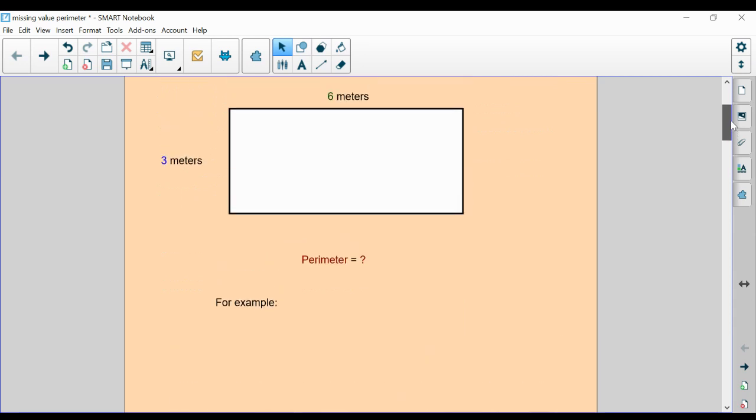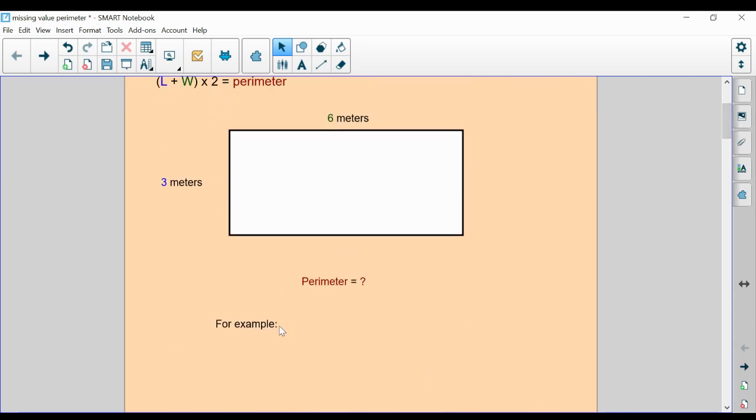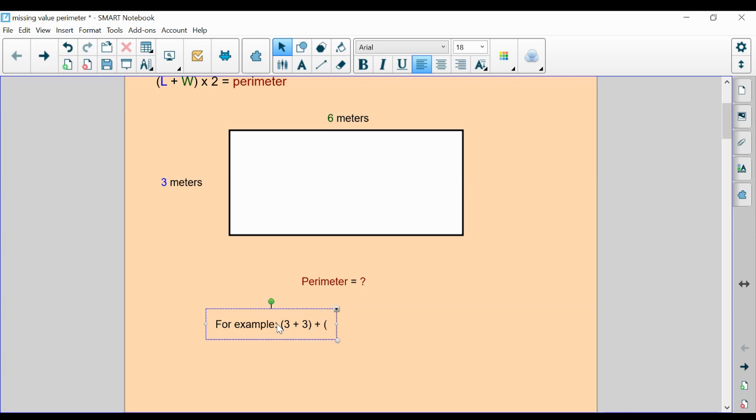So, for example, a 3 by 6 meter rectangle will look something like this. Add up the threes, then add up the sixes, and you get 18 meters. Not square meters, it's just the distance around the outside, so the unit is just regular meters.